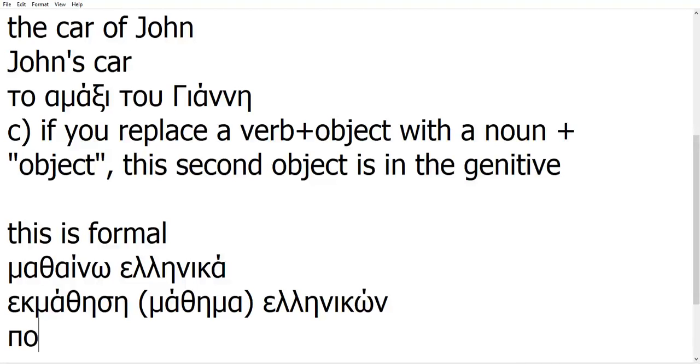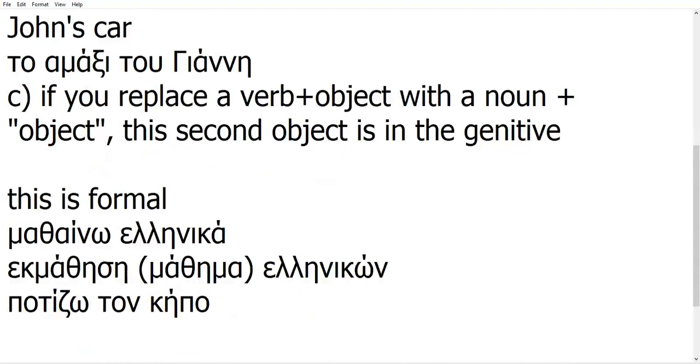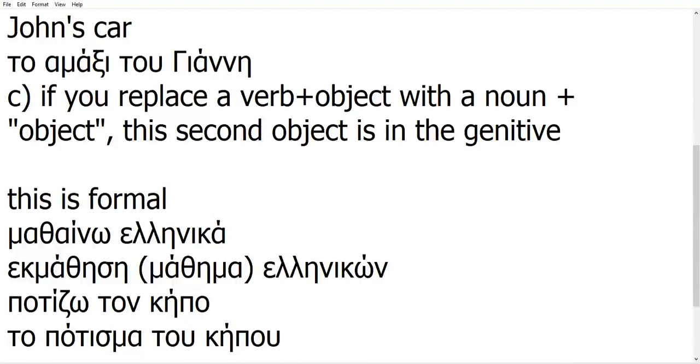Another example: ποτίζω τον κήπο means I water my garden. But if I'm talking about the action without a verb and I use a noun, το πότισμα του κήπου. This is what I will say instead. Now this takes some time to get used to, but I want to do it together with the other two uses because you will come across it, especially in formal language and when you read manuals and stuff like that. It pops up a lot in written speech. And in this case, it's not about possession anymore. It's not an indirect object.